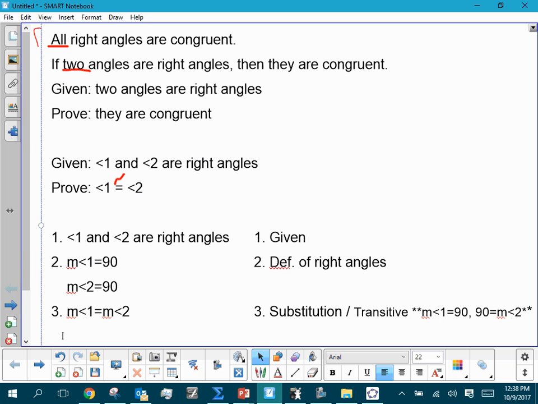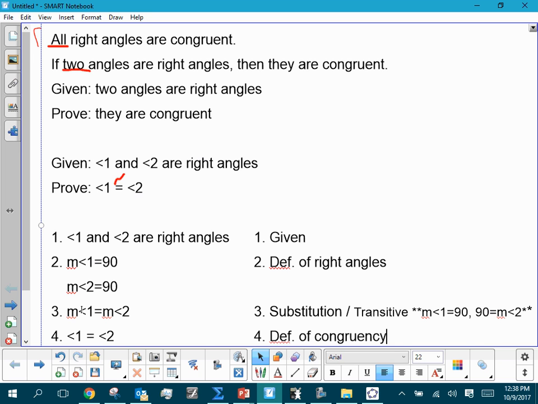Now, if 1 and 2 are measurements, so the number that's associated with those angles, and that number being a degree, if they're the same, what's it tell me about those two angles as shapes? Angle 1 and angle 2 are what to one another? They're congruent. Okay. Put your congruent symbol in there. But if I go from equality to congruence, that's the definition of congruency.